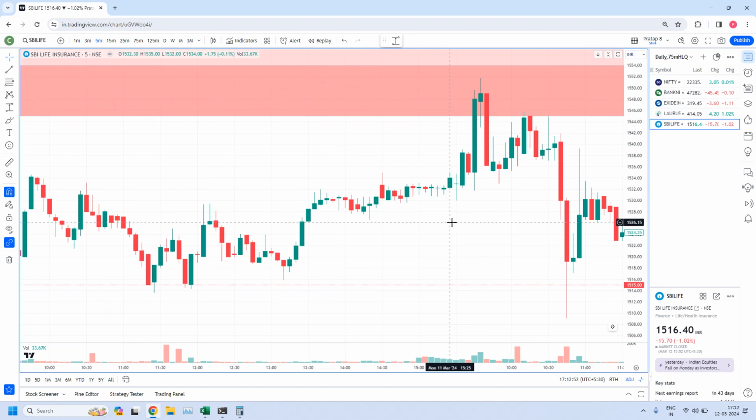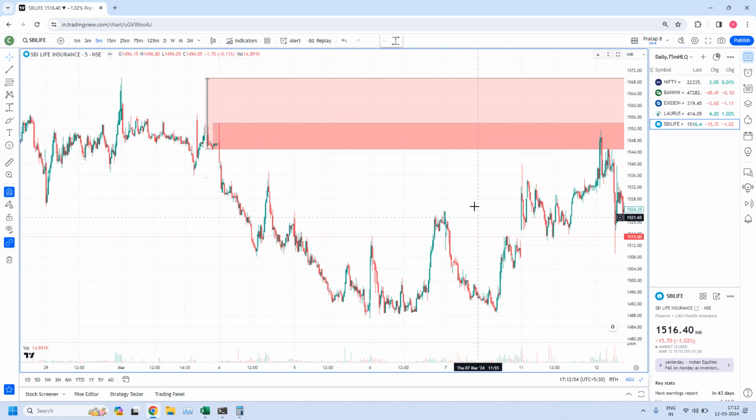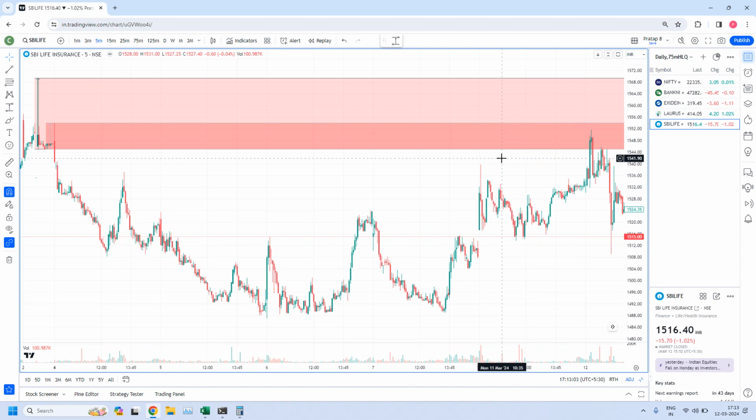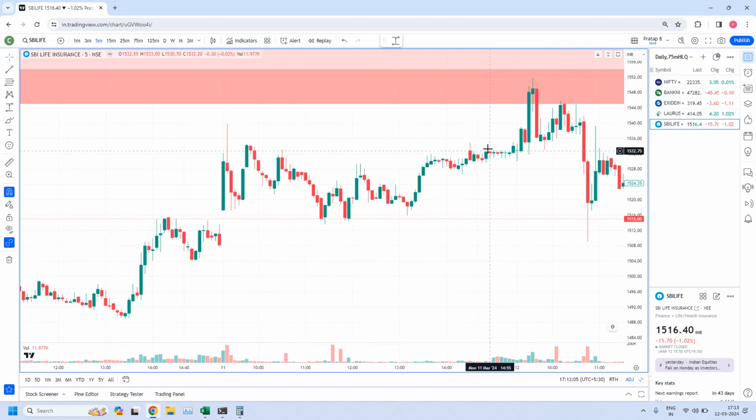So that is the reason why we didn't plan a trade in this zone, but it was created later on. Now you may ask a question: if there is a retracement, can't we plan a trade? Yes, in the retracement you can plan a trade.